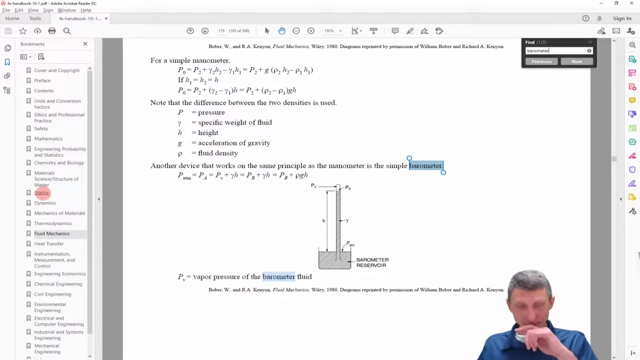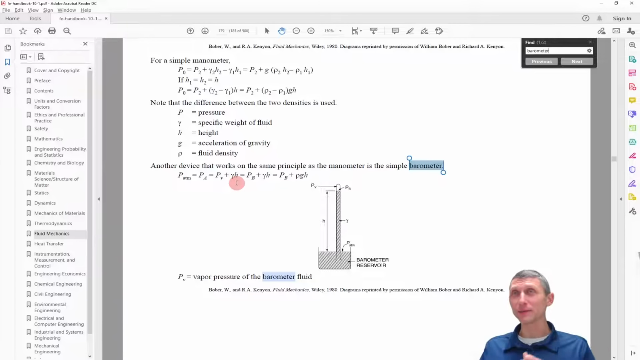If I look that up here, we have a simple barometer, right? And this is kind of cool because we have an atmospheric pressure on one side equal to the pressure at A, or the vacuum pressure P_V plus gamma h. And with mercury, that P_V is pretty negligible. Okay. But if you get into water or glycerin or some other liquid, that vapor pressure is going to go from a vacuum to a vapor pressure, right?